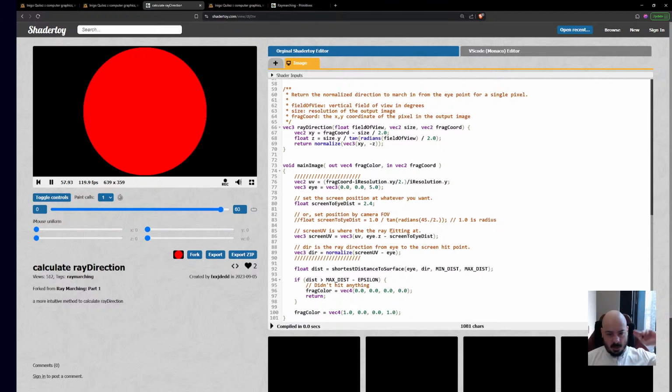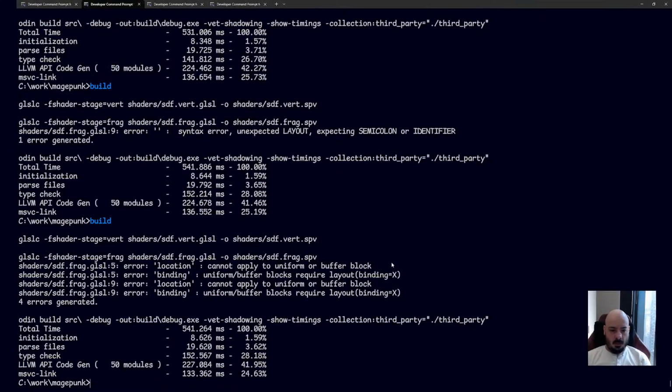Screen UV is where the ray is hitting at. Direction is the ray direction from eye to the screen hit point. Okay. Alright. Didn't hit anything. Alright, that's cool. Let me see.